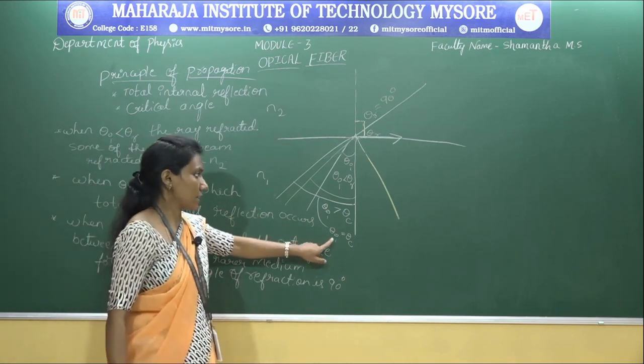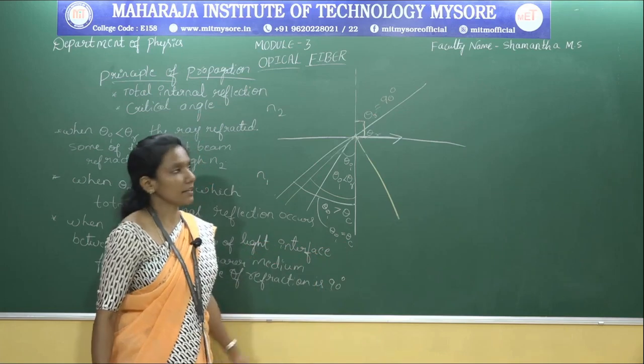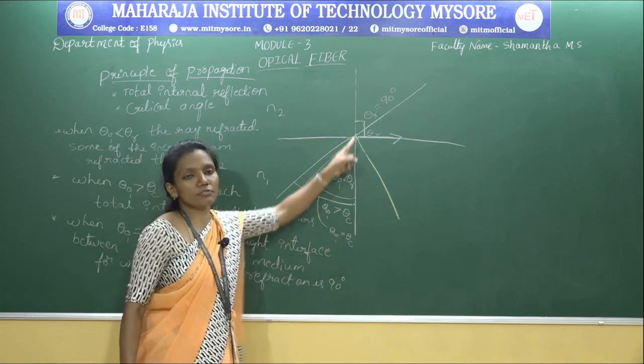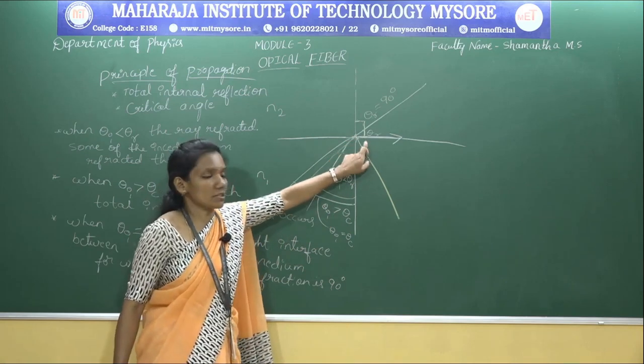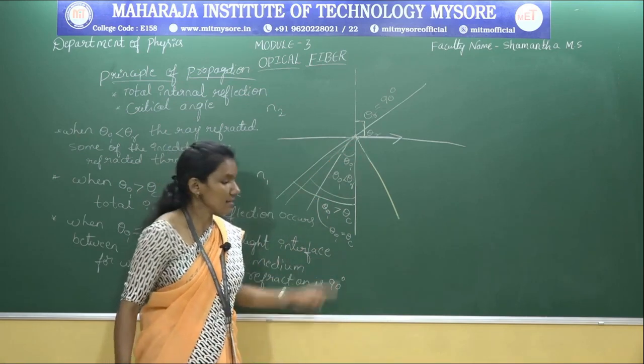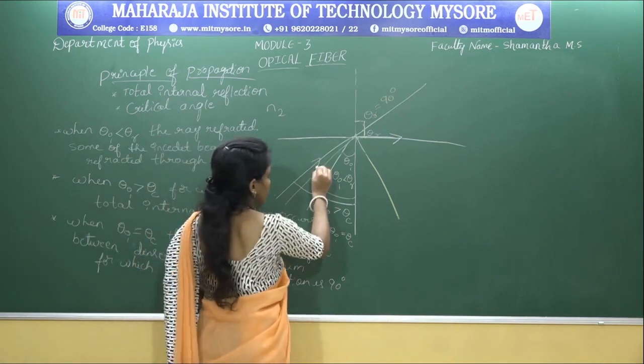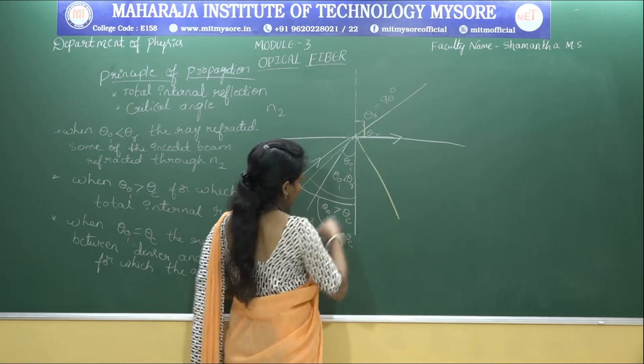So, that is the angle of incidence that is equal to the critical angle. The critical angle is the angle for which the angle of refraction is 90 degrees. Corresponding to that angle is called the critical angle. So, the ray of light is reflecting back.